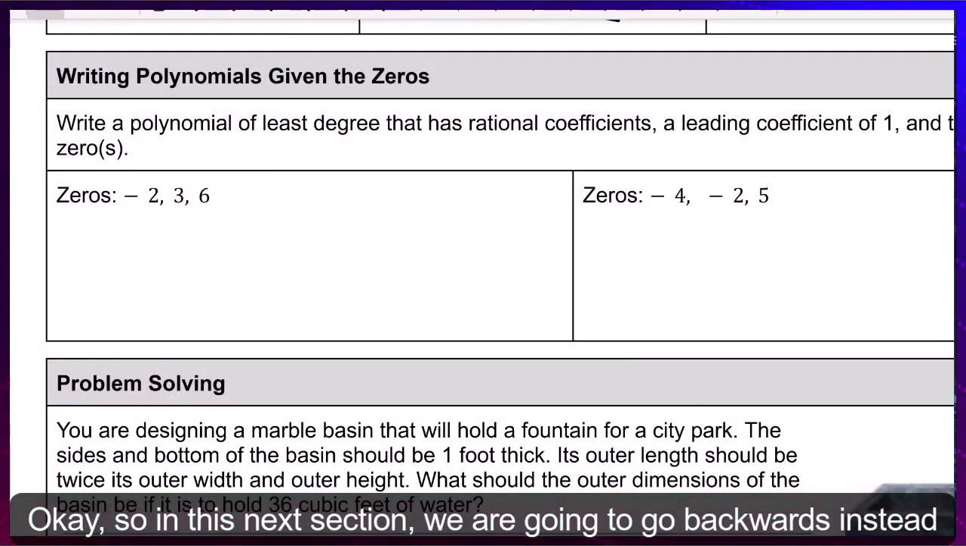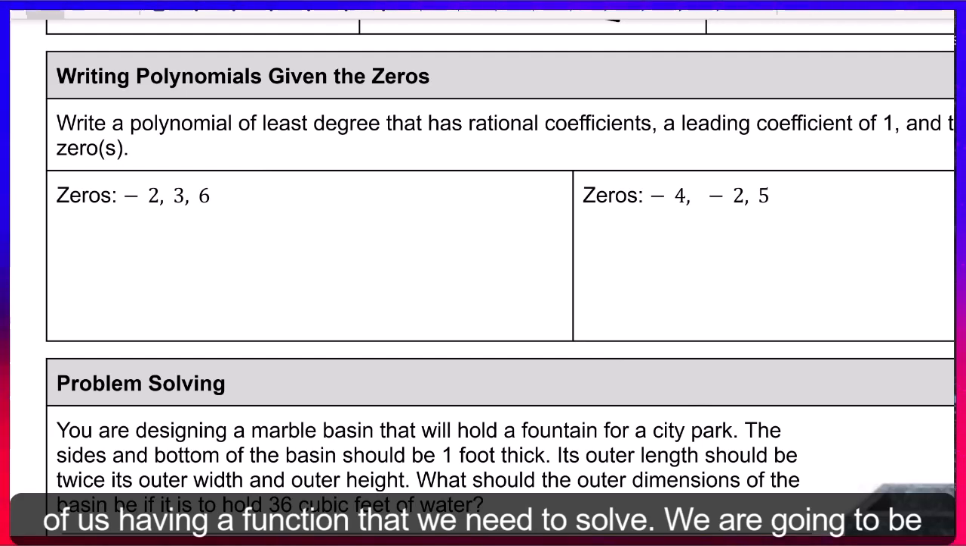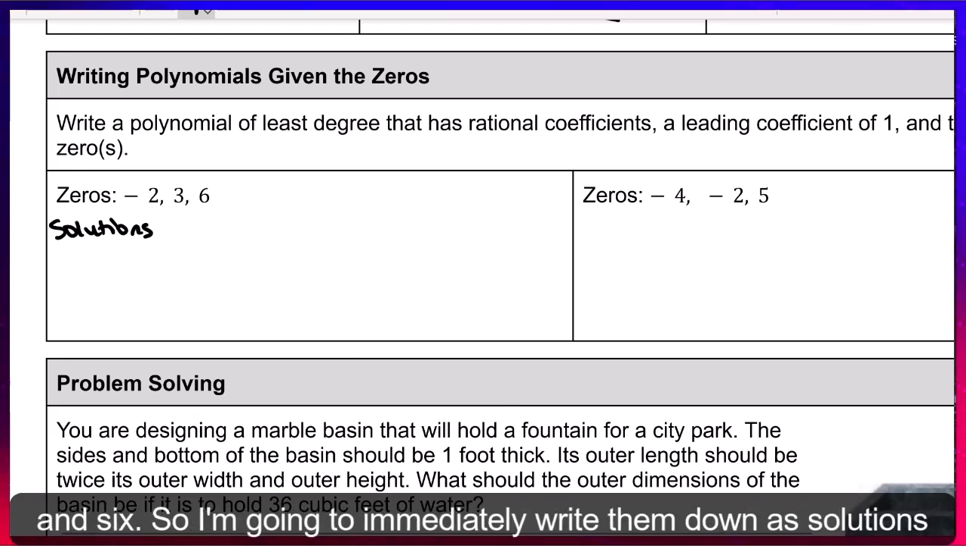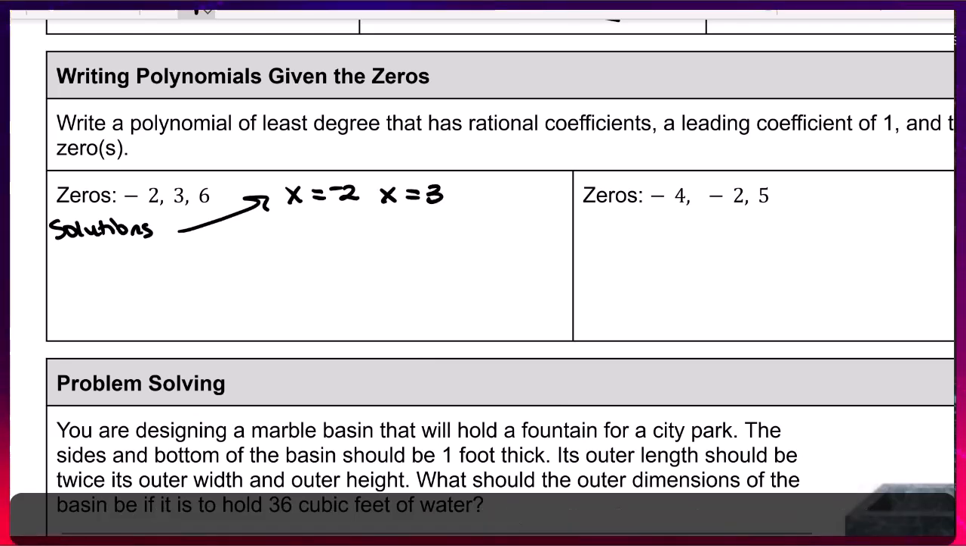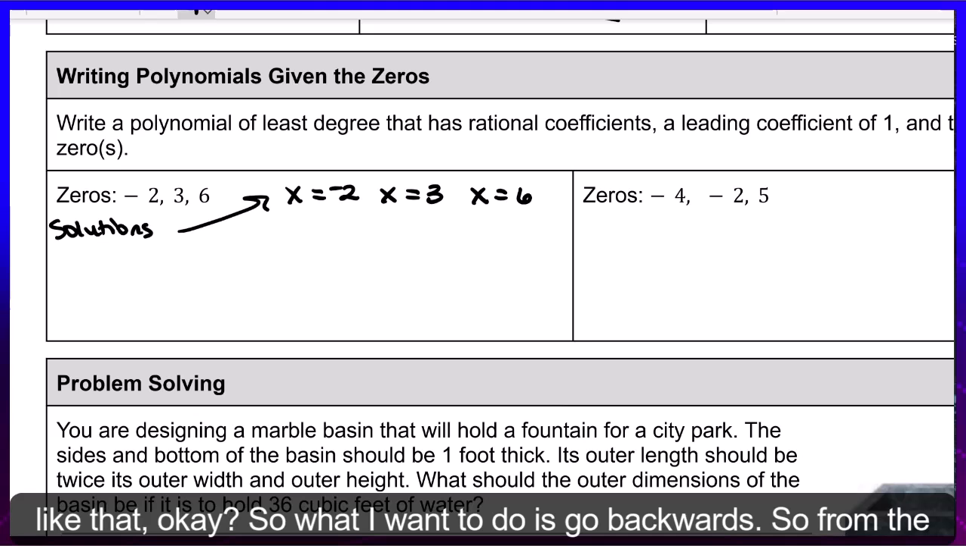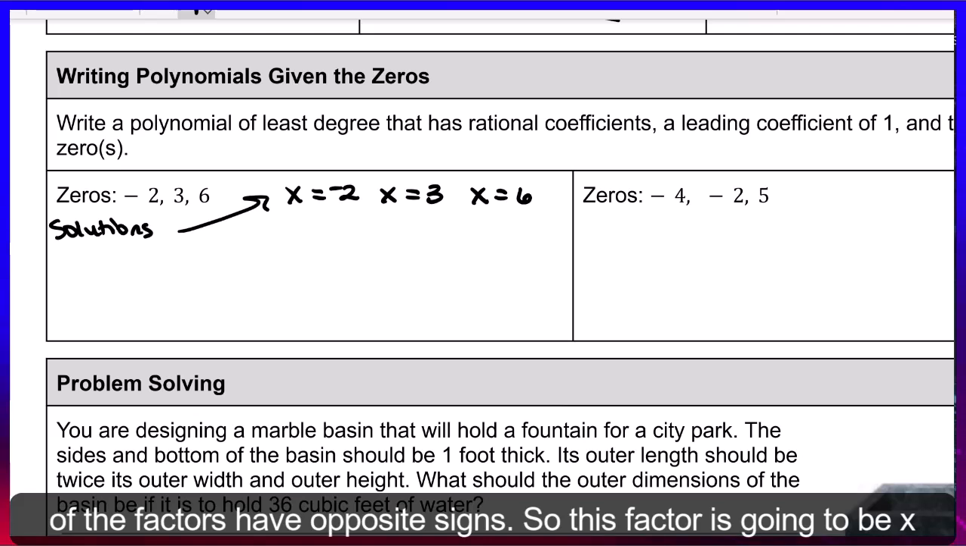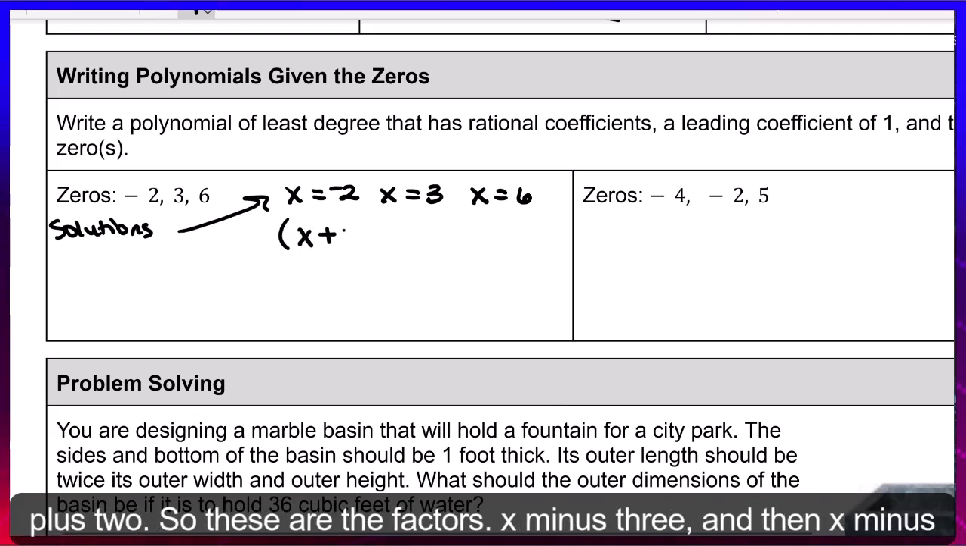Okay, so in this next section, we are going to go backwards. Instead of us having a function that we need to solve, we are going to be giving zeros, aka solutions. So our solutions are -2, 3, and 6. So I'm going to immediately write them down as solutions, like that, okay? So what I want to do is go backwards. So from the solution, I'm going to create a factor. So we all know that the solutions of the factors have opposite signs. So this factor is going to be x plus 2.